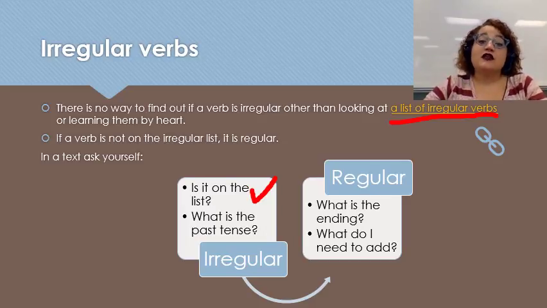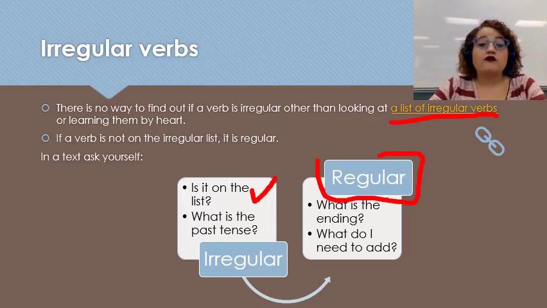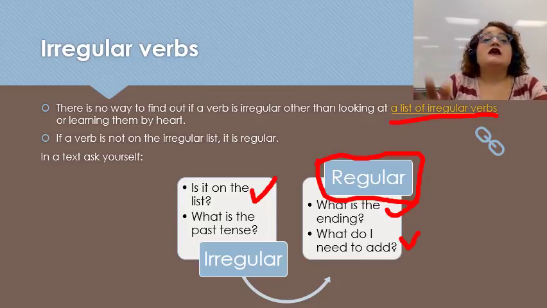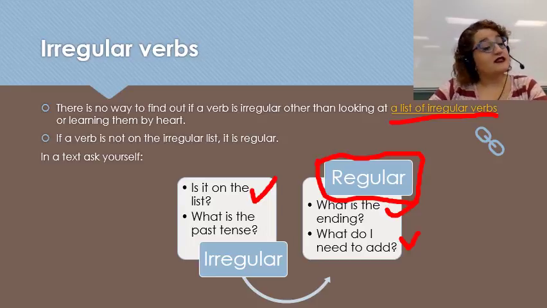However, if it is not on the list, all that means is that it's a regular verb. And then you need to look at what is the ending because of the exceptions that we talked about, and then decide what you need to add to the base form of the verbs in order for them to become in the simple past.